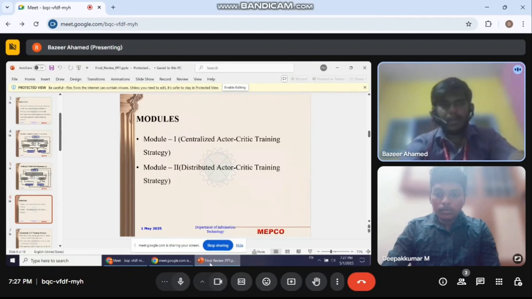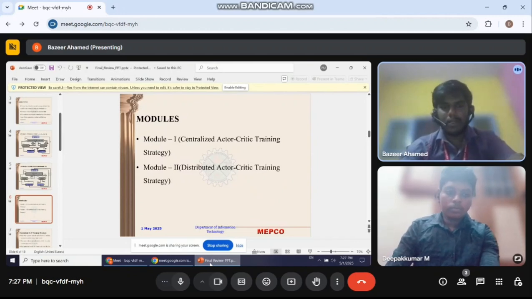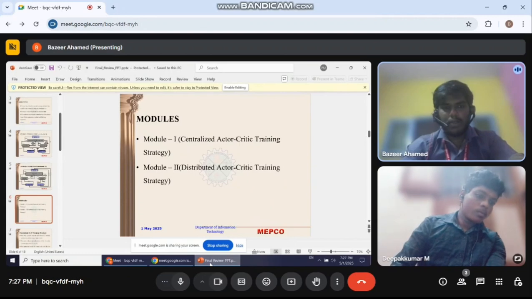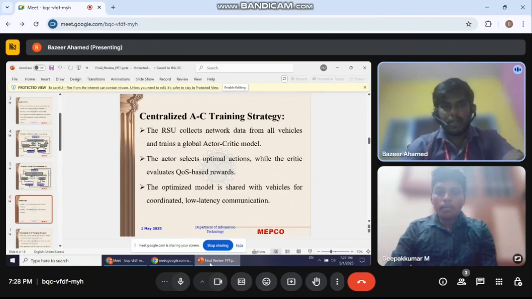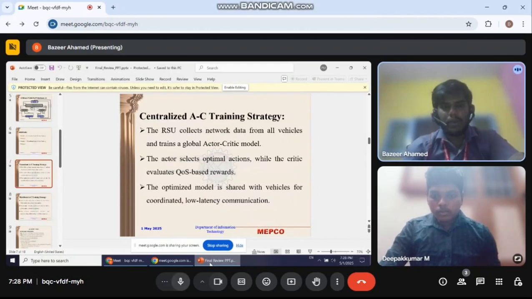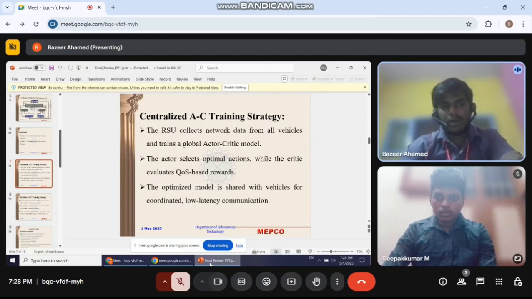Yeah. And here in the models we have used two different approaches: one is centralized and the other is distributed, using a multi-agent actor-critic algorithm. So first I will go with the centralized actor-critic training strategy. Here we have the training and policy updates, where the actor and critic are updated. This actor-critic approach basically runs on the RSU, roadside unit, server. Since it's centralized, we have one RSU to calculate the rewards and enhance the rewards, which is the quality of service. So here the RSU acts as a central controller that gathers data from all the vehicles, trains a global model, and shares the learned policy back with all the vehicles.